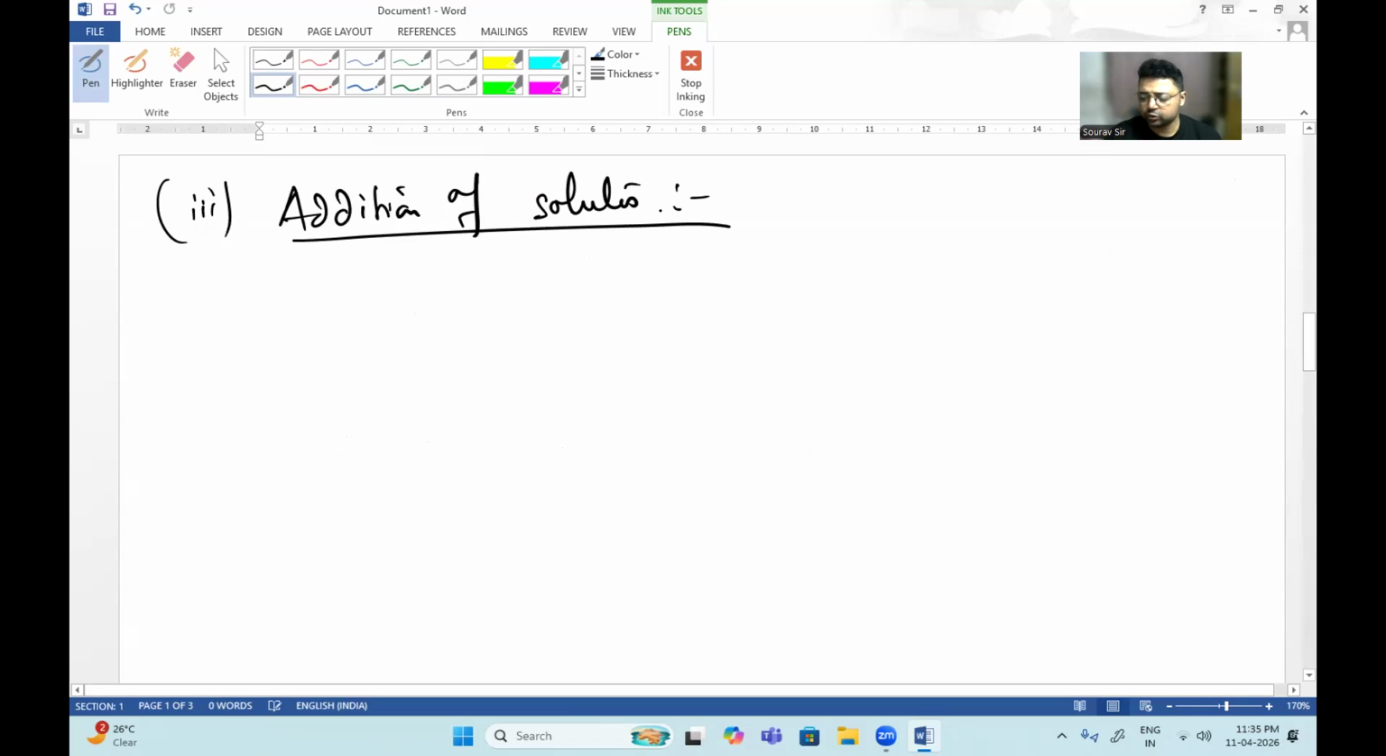Okay, addition of solutes. Two types of solutes we have discussed: the first type, volatile solutes, and the second type, non-volatile solutes. What is the basic difference we have discussed? Now, here we will discuss the solutes which are non-volatile in nature. Because if volatile solutes are mixed in liquids, that will be known as dissolution of gases in liquids, and that has already been explained in Henry's law.